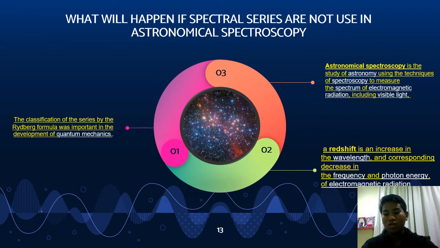Now I will explain redshift. A redshift is an increase in the wavelength and a corresponding decrease in the frequency and photon energy of electromagnetic radiation, which is light.